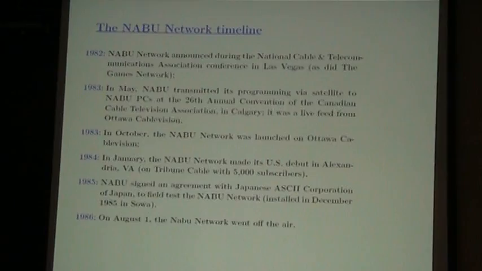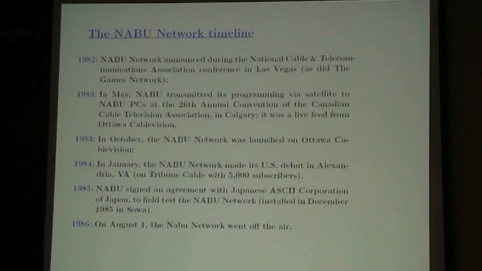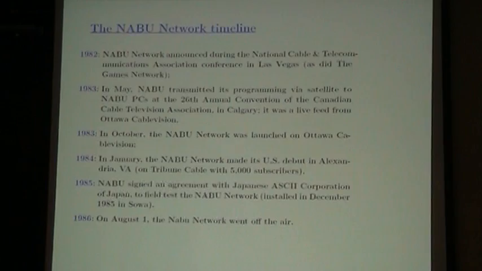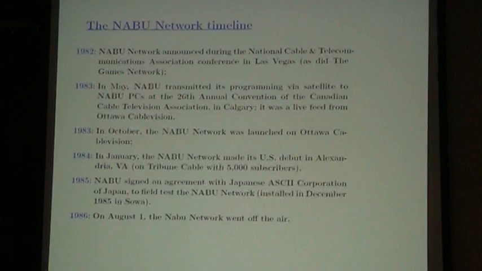So the timeline, just to give you what it was: in 82, the network was announced. And if you look at the NABU network as a sort of electronic distribution of software, because so far the only way to get software was to go to a store, where it would be nicely packaged, and you would buy it on a cartridge, on a tape, on a floppy. What the NABU network represented was a different way of software distribution, electronically.